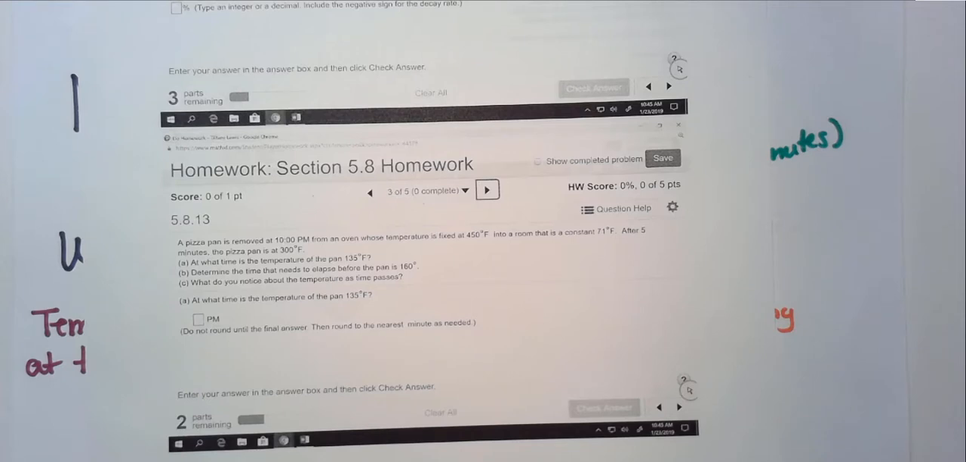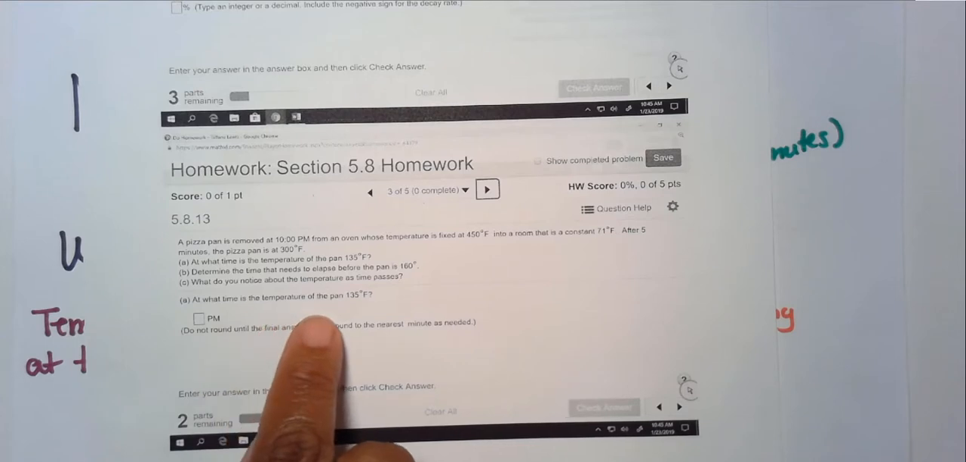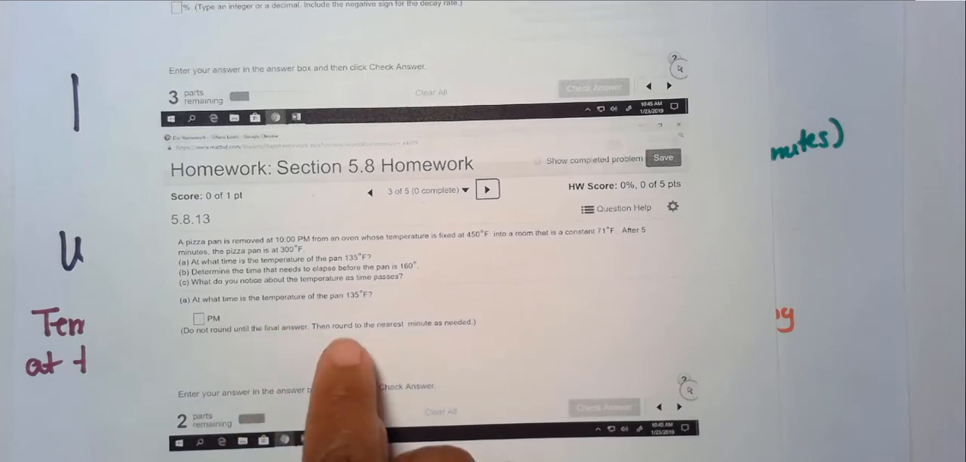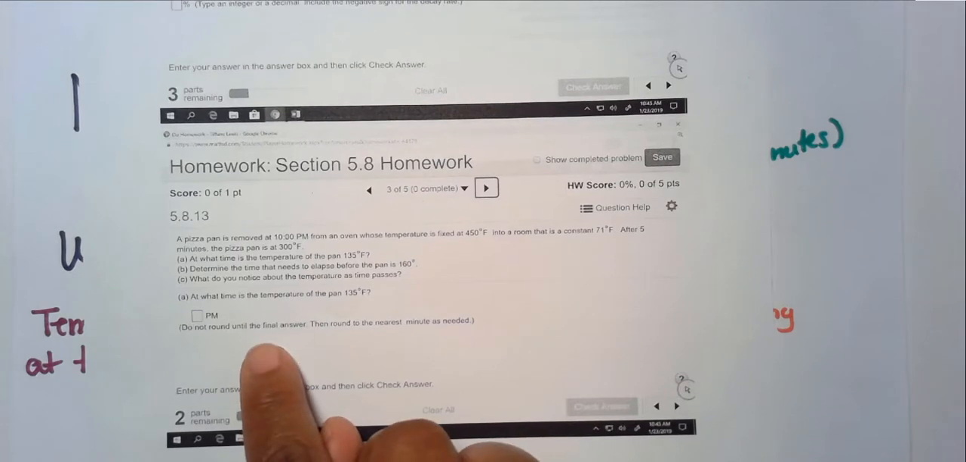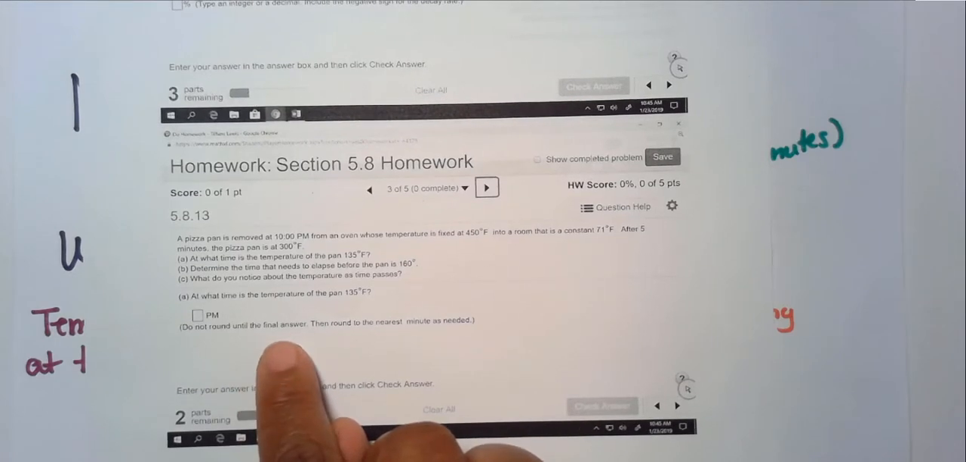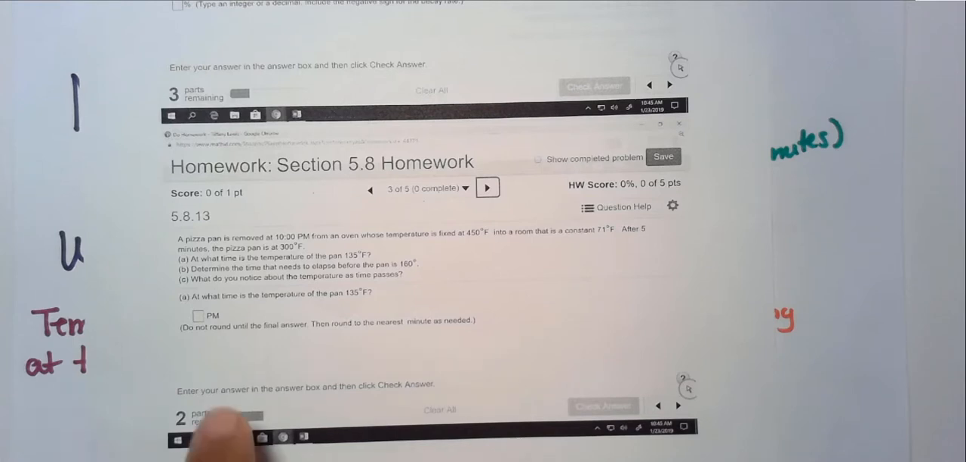All right, so let's look at example A. At what time is the temperature of the pan 135 degrees Fahrenheit? Do not round until the final answer. And then we're going to round our answer to the nearest minute as needed. So as we work this question out, we're not going to round until the very end.